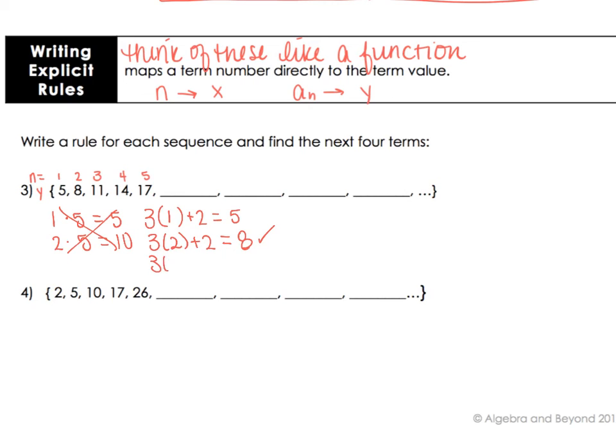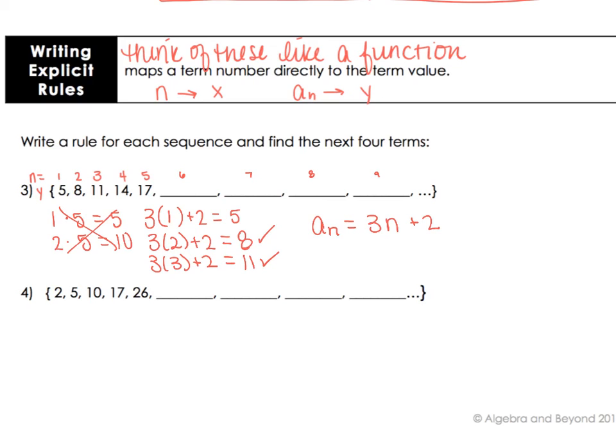You could keep testing it. 3 times 3 plus 2 is 9 plus 2 is 11. That's also true. So I think we found it. So we would say a sub n equals 3n plus 2. And we don't need an initial condition because you can find any value without having your first value here. So let's find the next few ones, for when n equals 6, n equals 7, n equals 8, and n equals 9. And we'll fill this in.